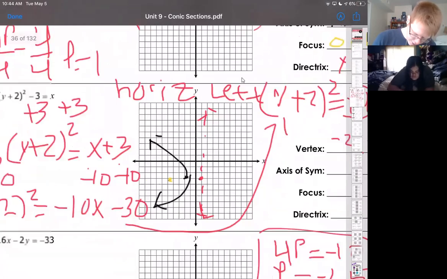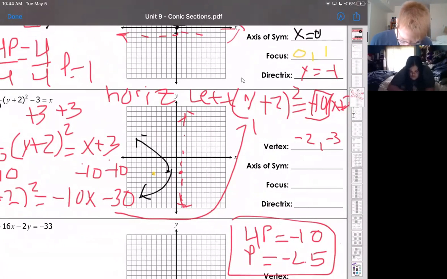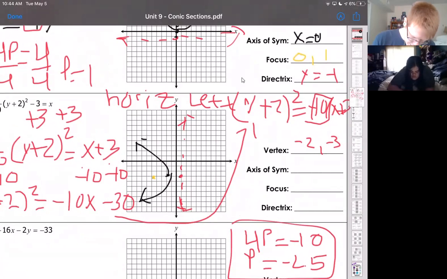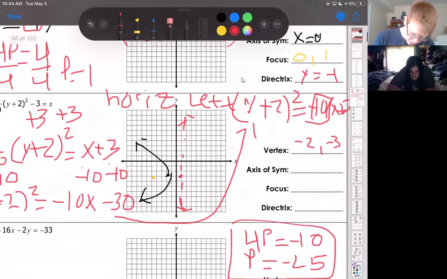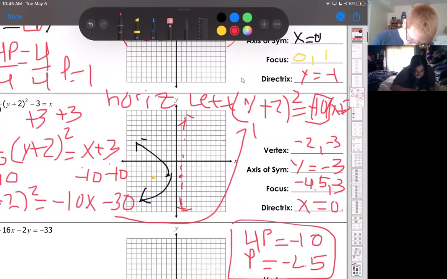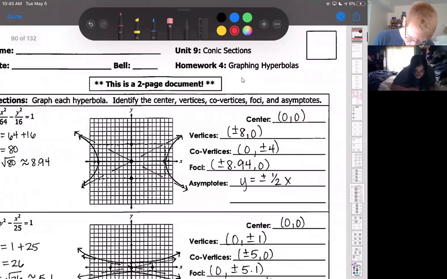Just to fill in our information, first off, our axis of symmetry, since it's horizontal, would be a horizontal line. So it'd be y equals -3. Our focus is that yellow point. That would have been 2.5 left of the vertex, which is -4.5, -3. And then the directrix was 2.5 to the right, and it's a vertical line, so it's x equals 0.5.